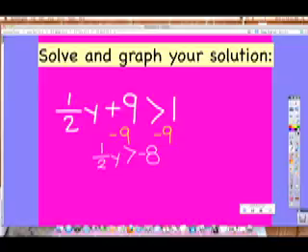Actually comes out pretty dang nice. So it's going to be y. Wait, do I flip the sign on this one? No, because it was a positive half. So keep the sign. -8 divided by 1/2. Has anybody done it yet? What is it? -16. Hey, this one will be way nice to graph.